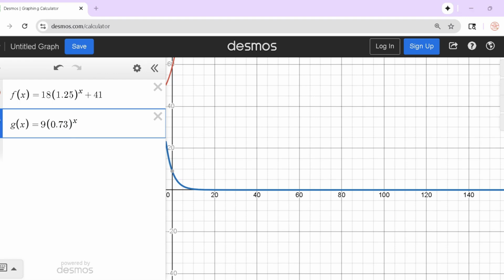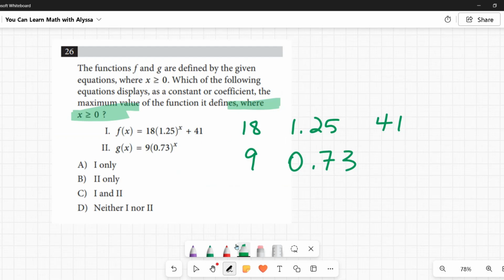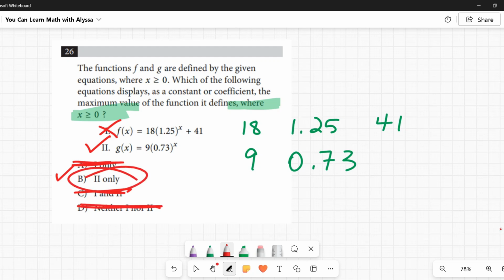So let's go back to our thing here. Okay, so what are our options? We've said that it is not the case in number 1, but it is the case in number 2. Our options are 1 only, that's not true. 2 only, that looks like our right answer. 1 and 2, nope. Neither 1 nor 2, nope. There we go. B is my answer.